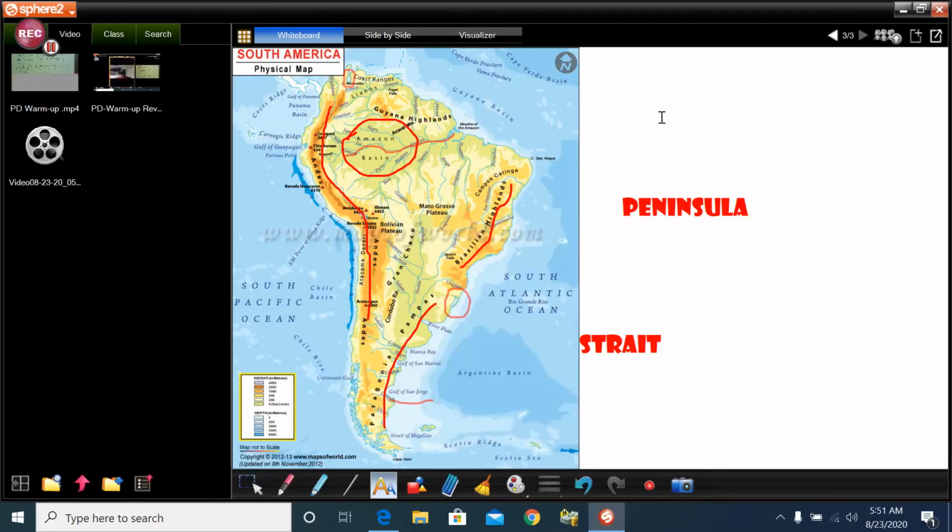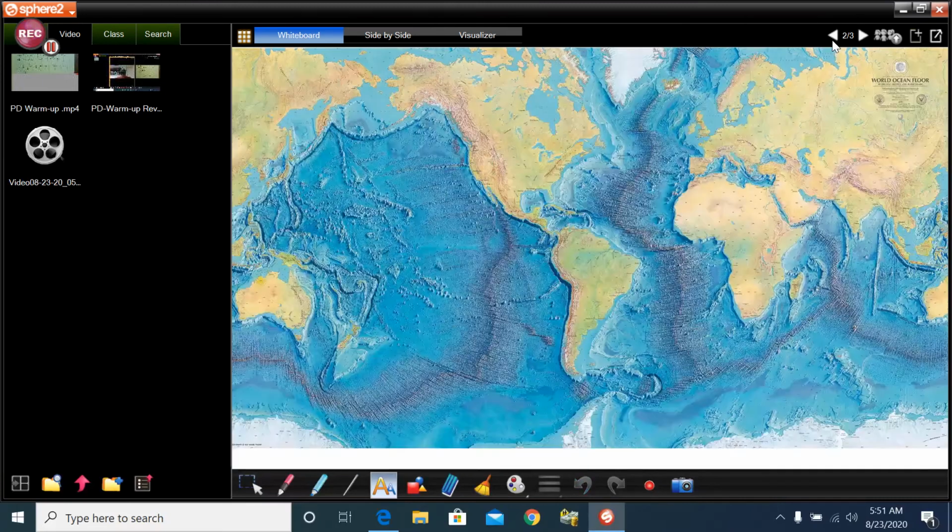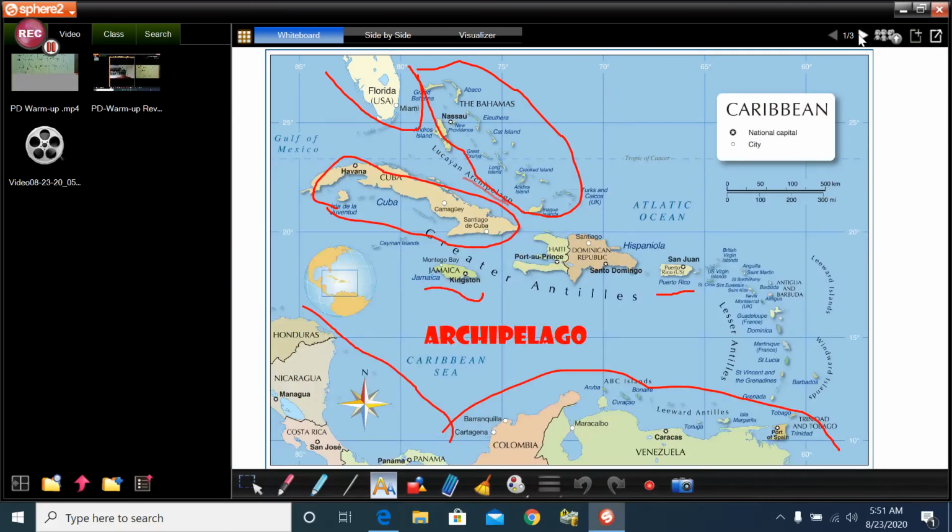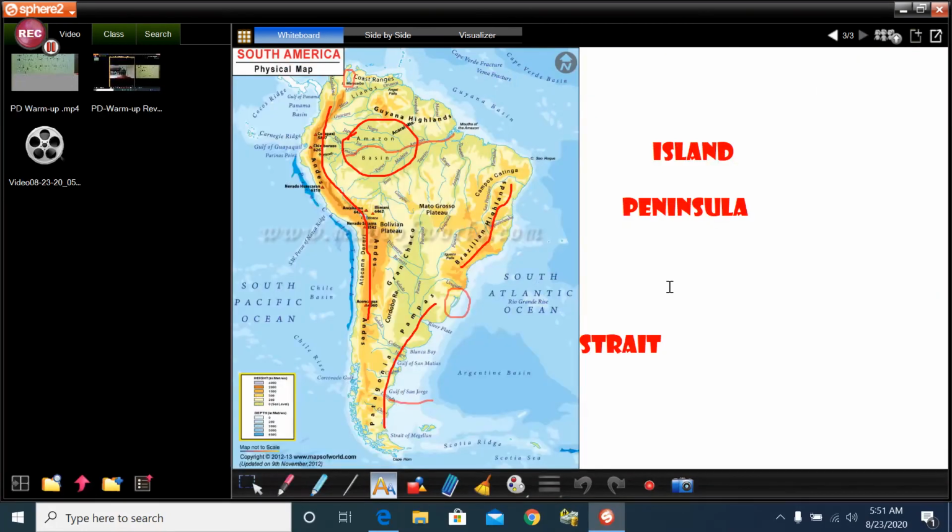And then we have another word, would be island, which is a body of land completely surrounded by water. So, island, peninsula, strait, and then we have over here archipelago. So there's 4 vocabulary words for you to write down and know. Eventually you will be quizzed on it. But you can see on a physical map the difference between this and a political map.